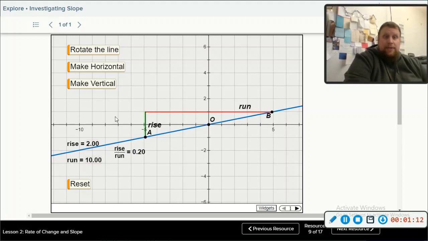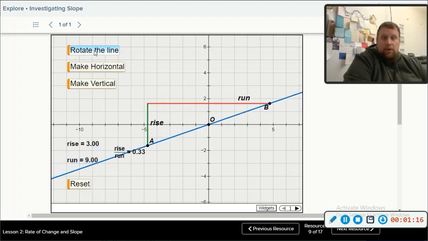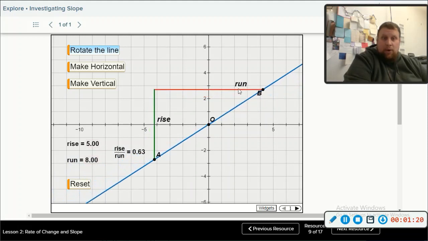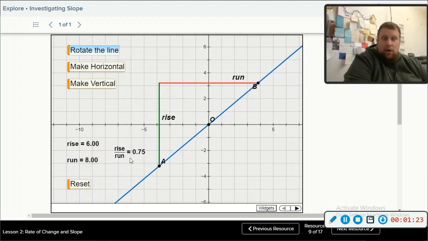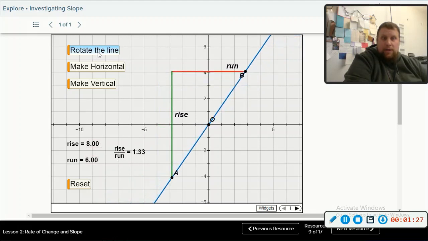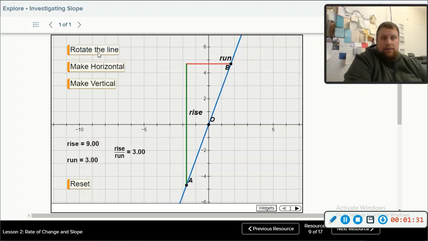All right, and this can change. So if I keep letting the line just rotate itself, notice that as my rise is increasing, my run is decreasing, and my slope is increasing. Watch what happens. It's going to start to get very big very quickly soon. Okay? There we go. Now we're starting to see some things.